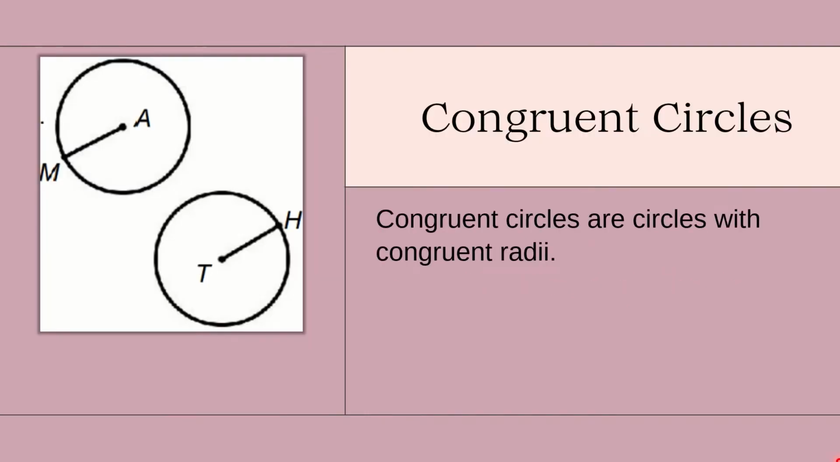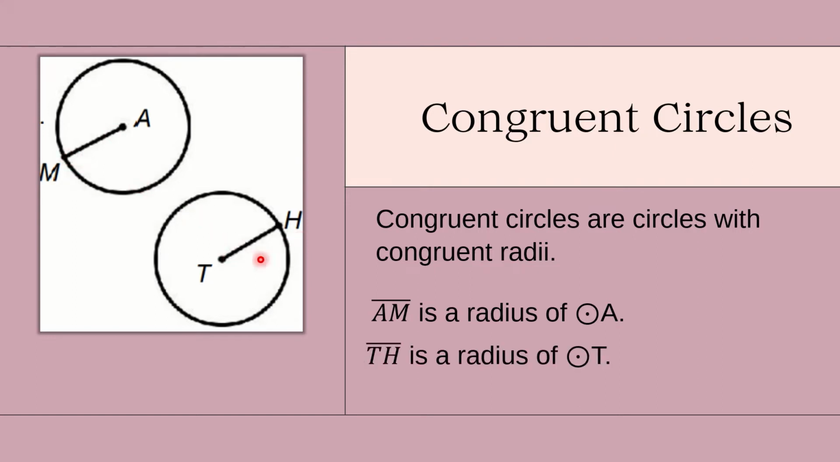Simulan muna natin with congruent circles. Congruent circles are circles with congruent radii. In our example, we have segment AM is the radius of circle A and segment TH is the radius of circle T. If segment AM is congruent to segment TH, let's say segment AM measures 5 units and segment TH is also 5 units, so they are congruent. So we say that circle A is congruent to circle T.